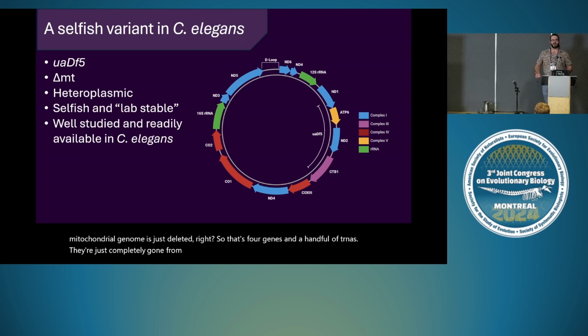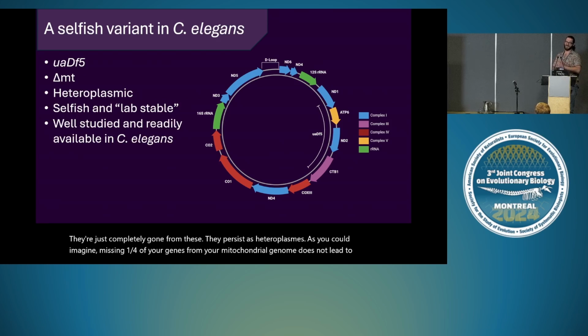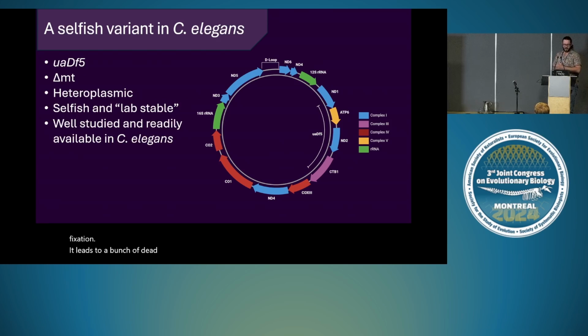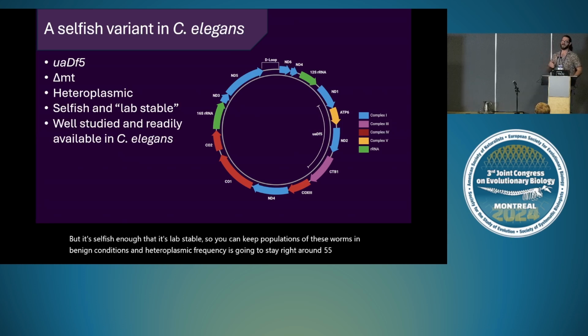They persist as heteroplasmies. As you could imagine, missing a quarter of your genes from your mitochondrial genome does not lead to fixation. It leads to a bunch of dead worms. But it's selfish enough that it's lab stable. So you can keep populations of these worms in benign conditions, and the heteroplasmic frequency is going to stay right around 55%, which means that this is a great system for testing these questions.